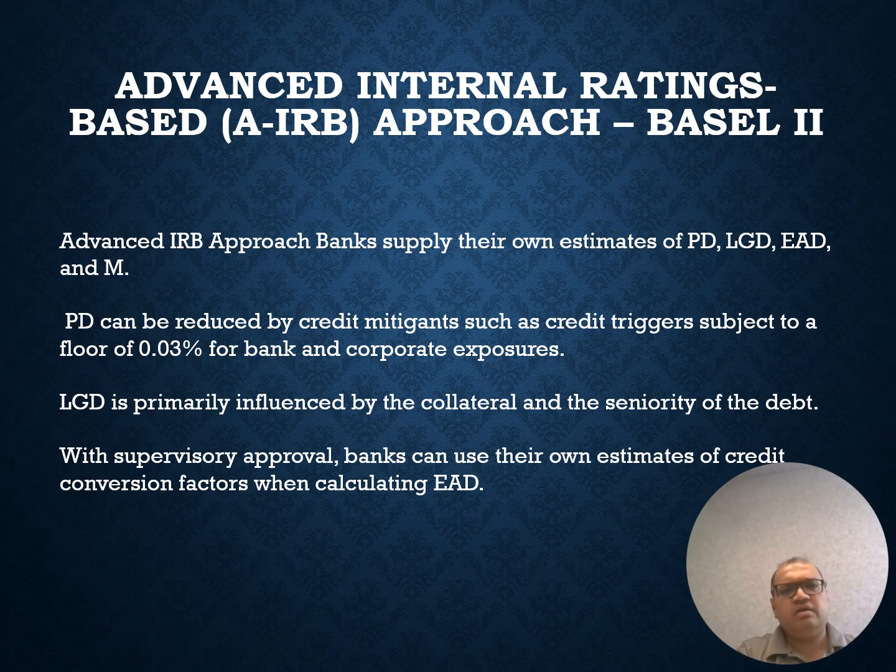Then comes the advanced IRB approach under IRB, where banks supply their own estimates of PD, LGD, EAD, and M, which is the maturity adjustment. PD can be reduced by credit mitigants such as credit triggers, subject to a floor of 0.03% for banks and corporate exposure. You can't just say zero, there's a floor as well. LGD is primarily influenced by the collateral and the seniority of the debt. With supervisory approval, banks can use their own estimates of credit conversion factors when calculating EAD.